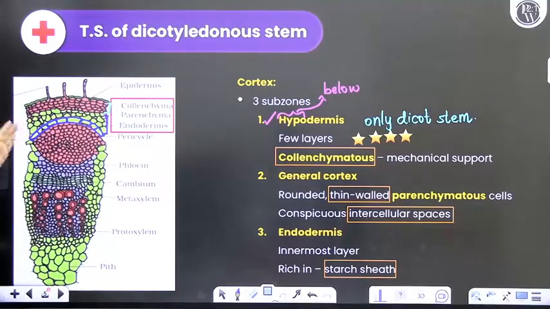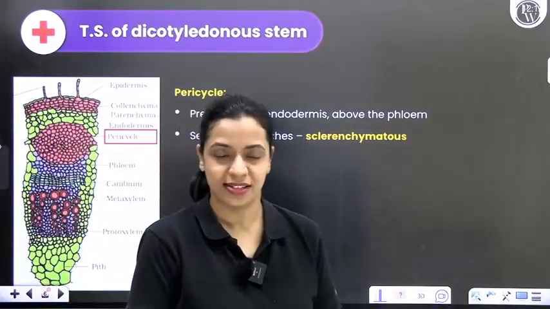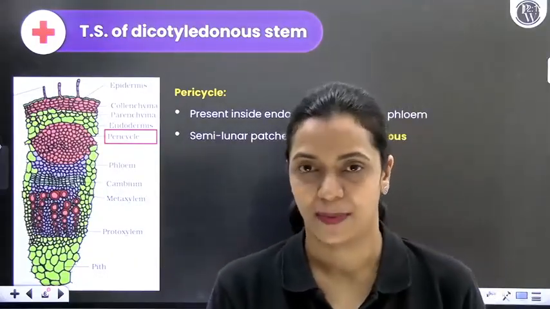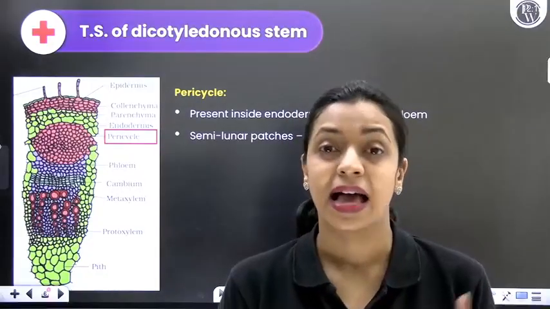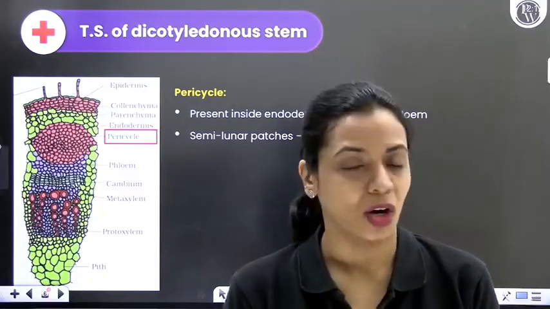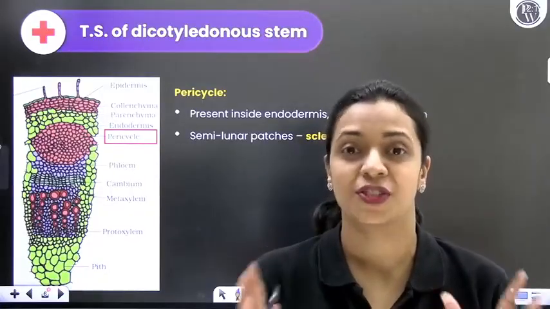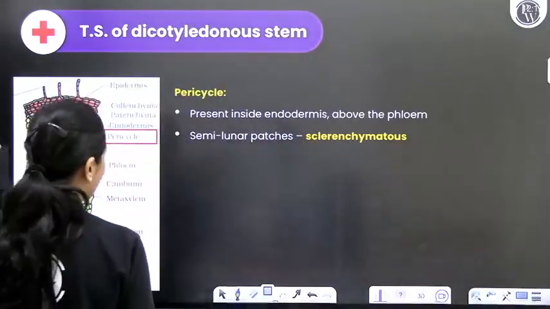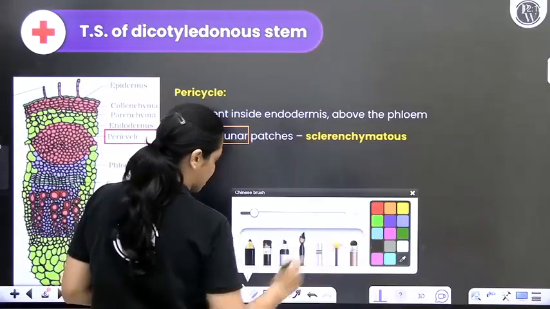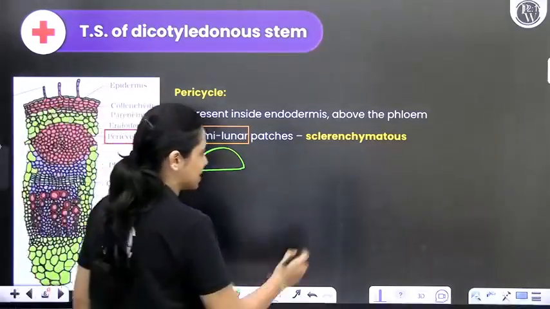Now what will we find inside the endodermis? We find the pericycle. In monocot and dicot roots, in yesterday's class, we saw how the pericycle was single layered. It was made up of parenchyma. Over here, the pericycle has many layers. The pericycle is sclerenchymatous, not parenchymatous, and it forms half-moon shaped structures, semilunar patches. Semilunar means half-moon shaped, like a semicircle. And it is made up of sclerenchyma.